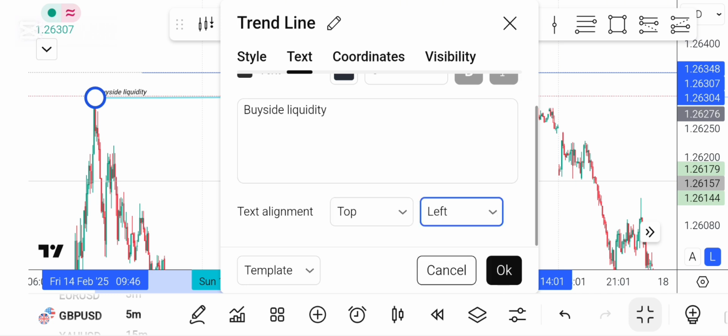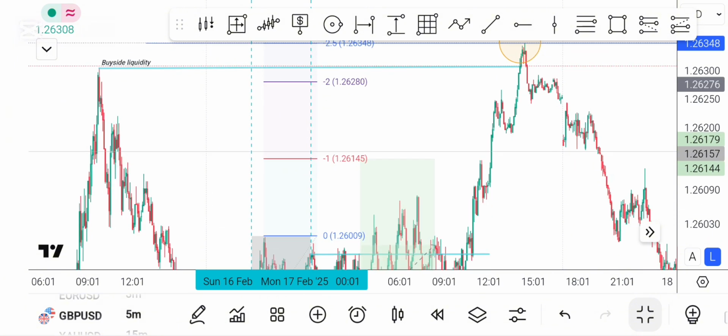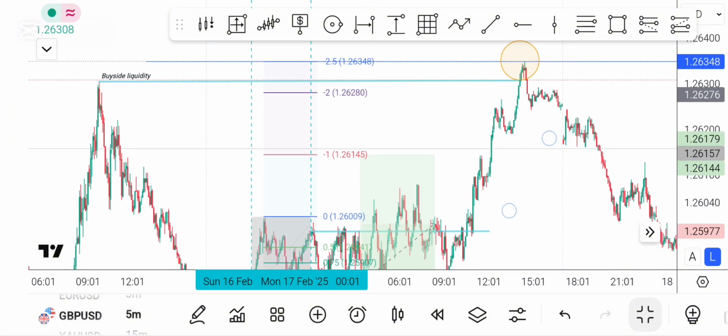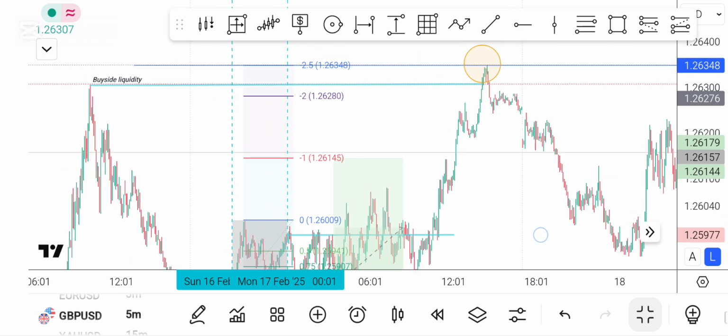Let me put it to the left. Okay, so this will have been a very good trade, but remember, we are only targeting one standard deviation because we are starting. Okay, one standard deviation. So this will have been a very, very good trade for Monday.